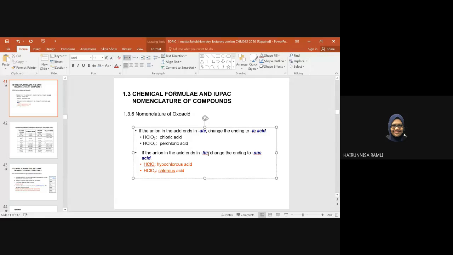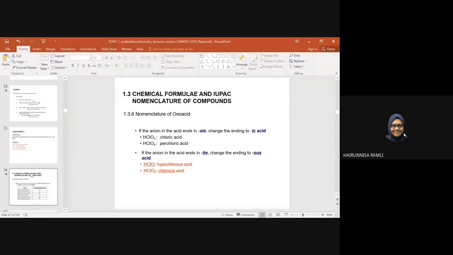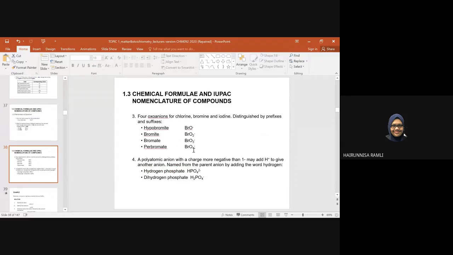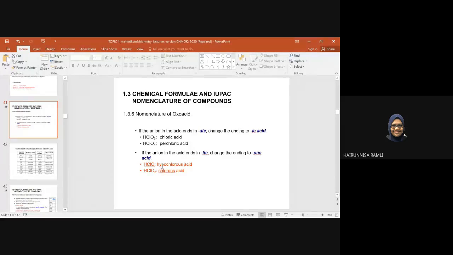Okay, so kalau ending dia pula ITE tadilah, macam HClO. Susah juga nak tunjuk double ni, mana ya table tadi? Table mana eh? Ni. Kalau ending dia ATE, okay, untuk acid eh, awak buat ending dia IC acid. Bromic acid, perbromic acid. Tapi kalau ending dia ITE, ending dia akan jadi OUS. So HClO tadi hypochlorite ion, dia akan jadi hypochlorous acid. Yang ni kalau chlorite ClO2, dia akan jadi chlorous acid.